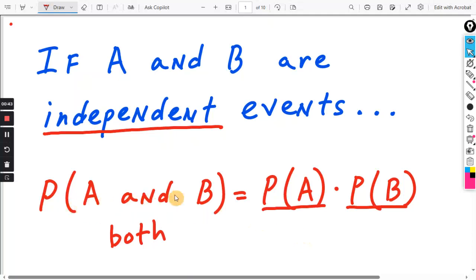Okay, and it could be more than 2 events. It could be 4 events. It could be 10 events. When you flip a coin, each time you flip a coin, it's independent of the last coin flip. All right, so if one does not affect the other, the events are independent, and you just multiply.